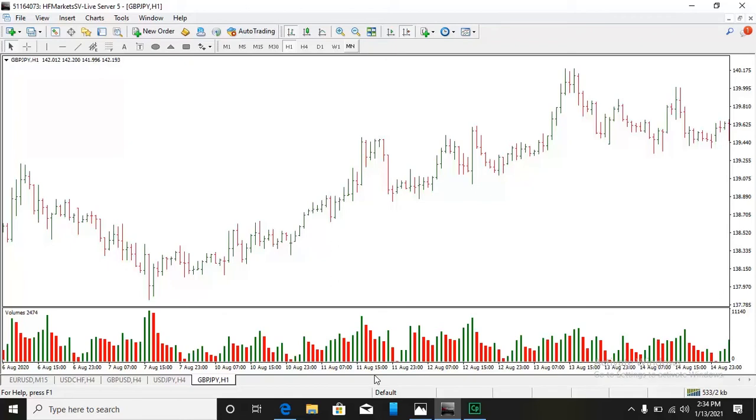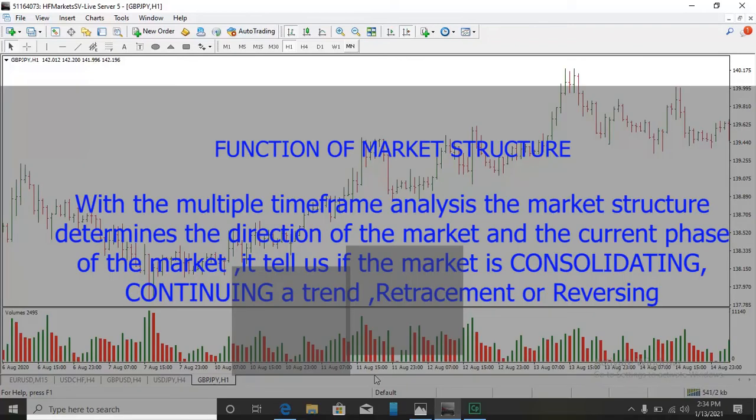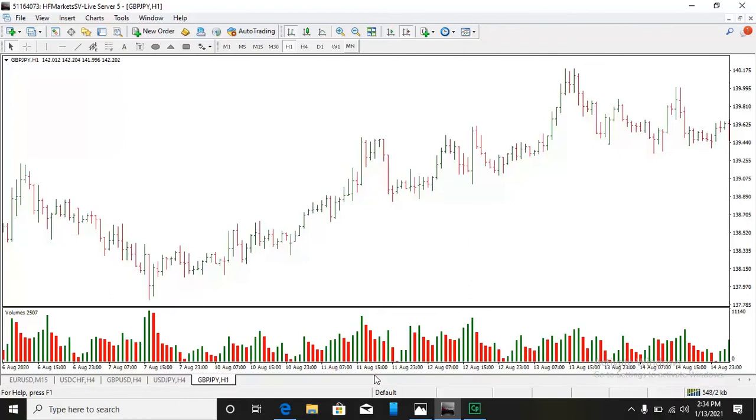Now, the first thing I want us to understand about market structure is this: market structure determines the reversal and retracement of a particular pair. And this is based on the time frames we have, based on the time frame sequence. Like I said, we have the main time frame, the weekly, the primary time frame, the entry time frame, and the intermediate time frame.